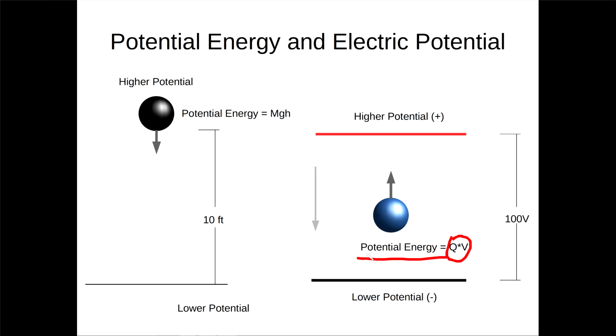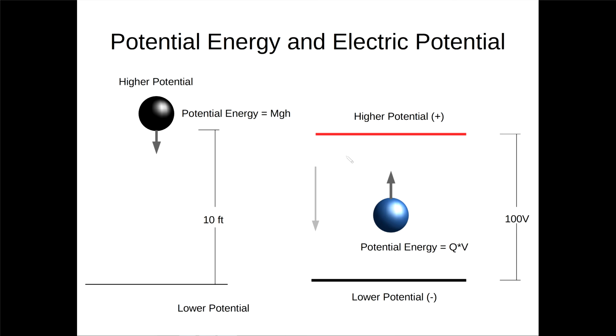What you need to understand is that the potential energy of this particle, the amount of work that this particle is going to be able to do, is proportional to the charge of this particle. So the greater the charge it has, the more work it's going to be able to do. And it's also proportional to the voltage at which this particle is located. So the greater the voltage, the more energy this particle is going to have associated with it, and the more work it's going to be able to do.